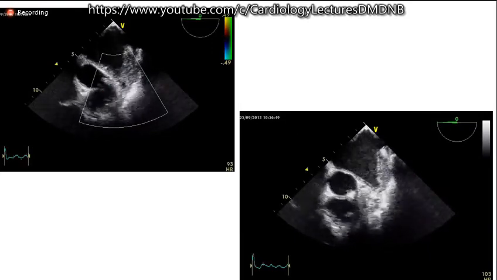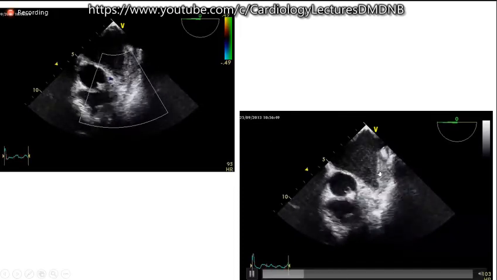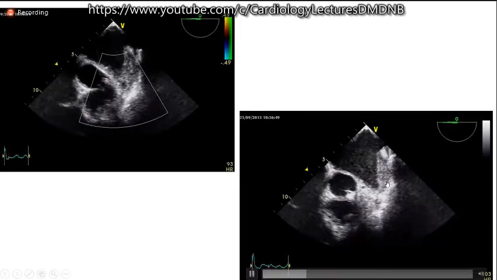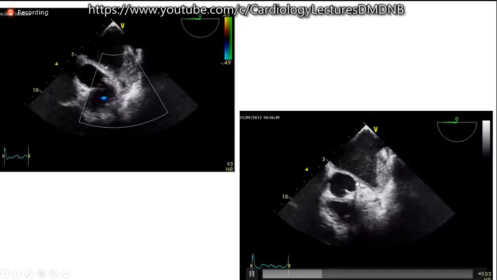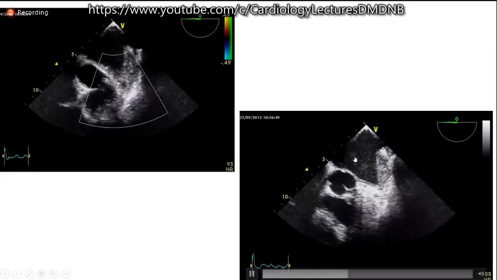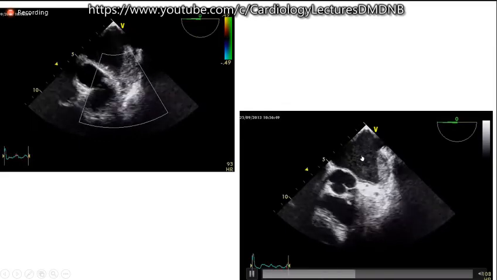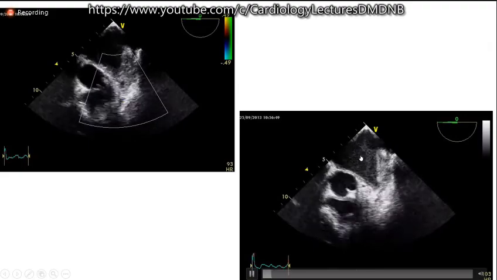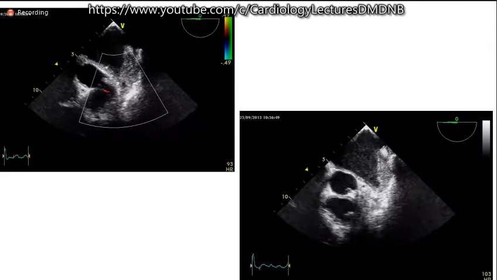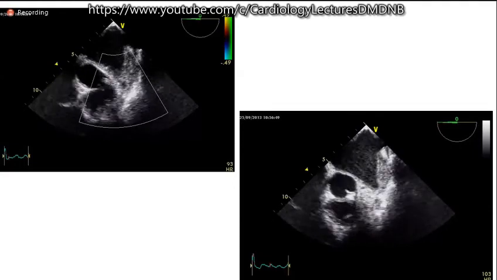But of course, when you do a transesophageal echo, you can find that it's a huge mass. You can also see there's a lot of spontaneous echo contrast, which also tells us that there's a high risk of the patient developing a thrombus. And this is a thrombus in the left atrial appendage.